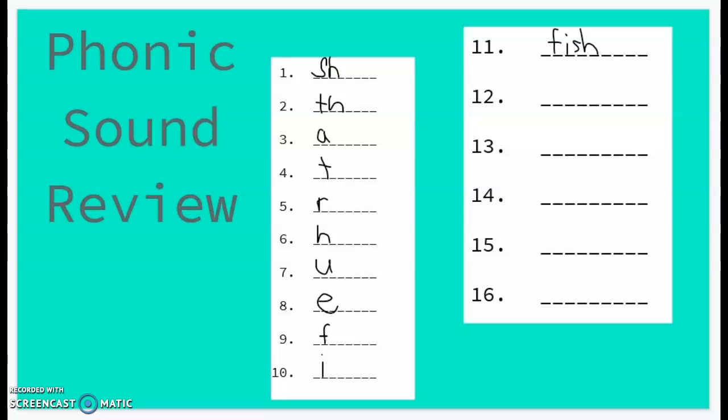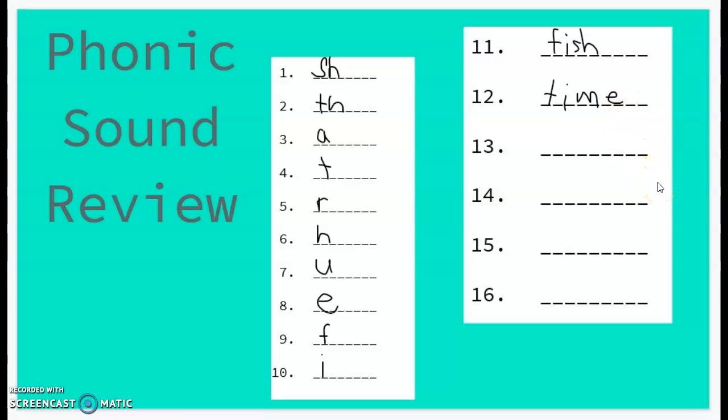Number 12. Spell the word time. T-I-M. What needs to go on the end of this word? Right, a sneaky E, because it sneaks around this M to the I, scaring it, making it say I instead of I.